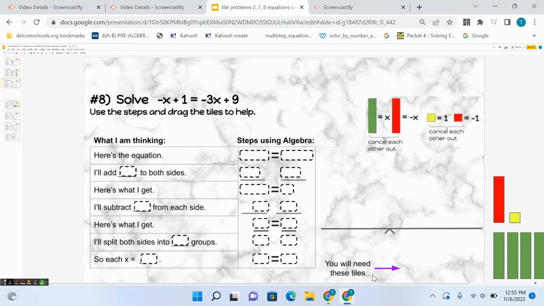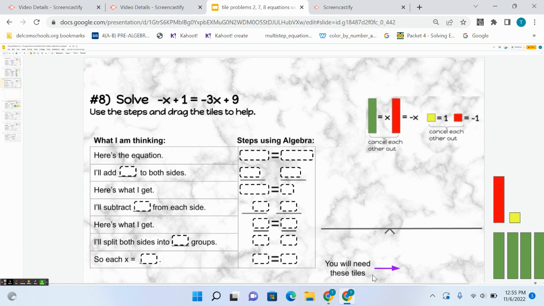Okay, this video is to help you with problem 8. If you need some help with problem 8 with tiles, we're solving negative x plus 1 is equal to negative 3x plus 9. You guys are using tiles and you're doing this on paper. I'm just showing you on slides what it would look like.